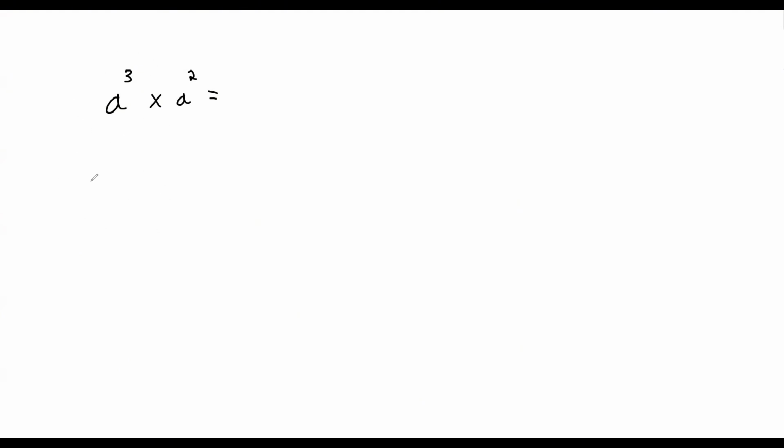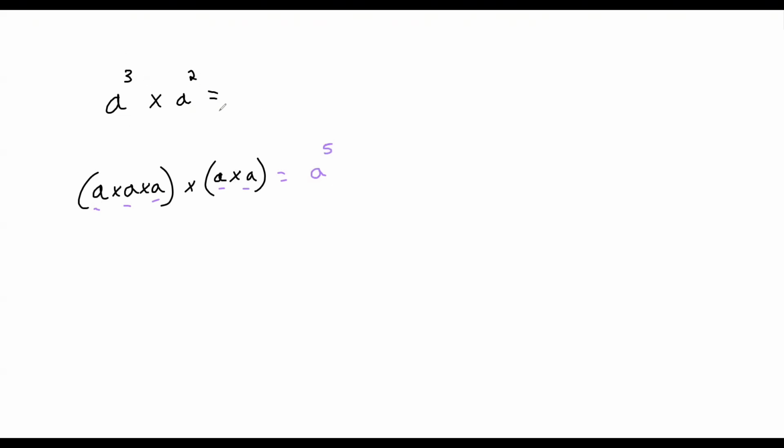So let's think about a cubed. Now a cubed means a times by a times by a. Then a squared is just going to tell us how many times we're multiplying a by itself, so that's twice. But then we can see in total I've got 1, 2, 3, 4, 5 of them multiplied by each other, so I can simplify that to a to the power 5.